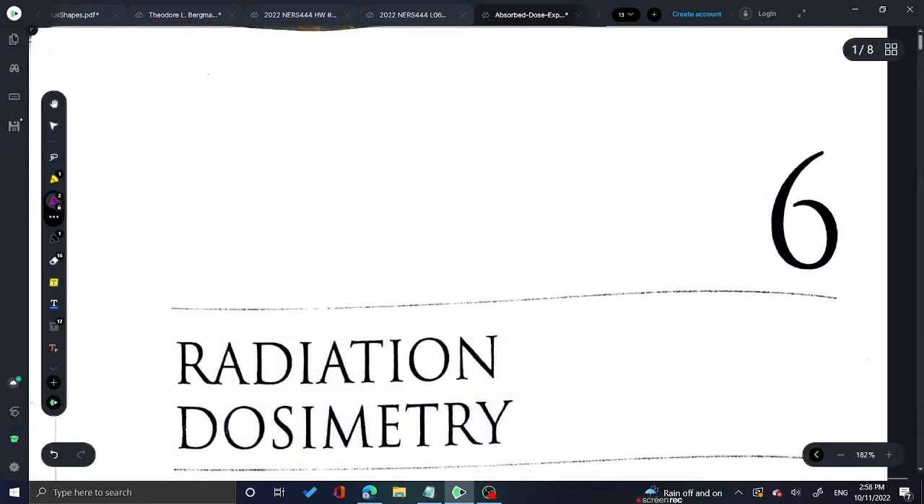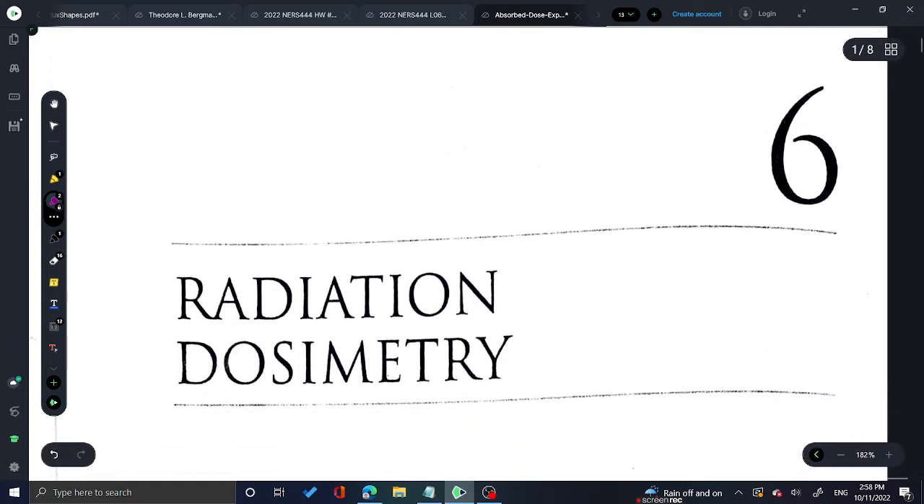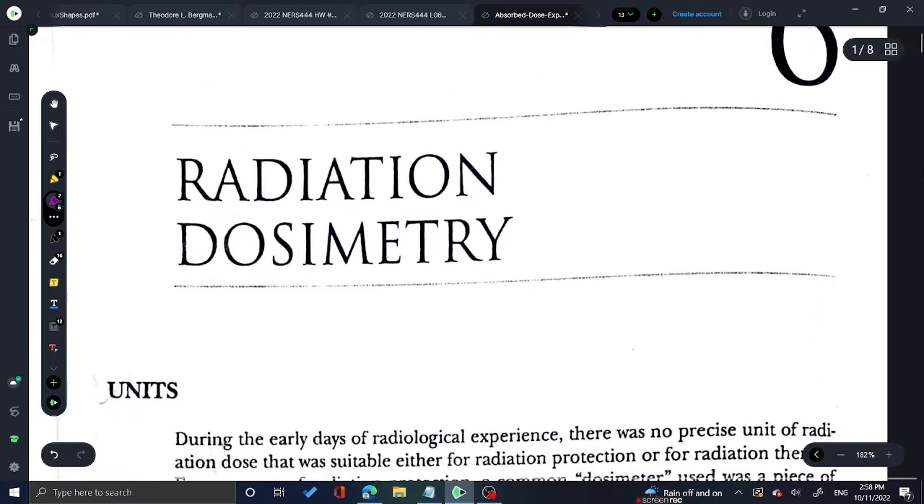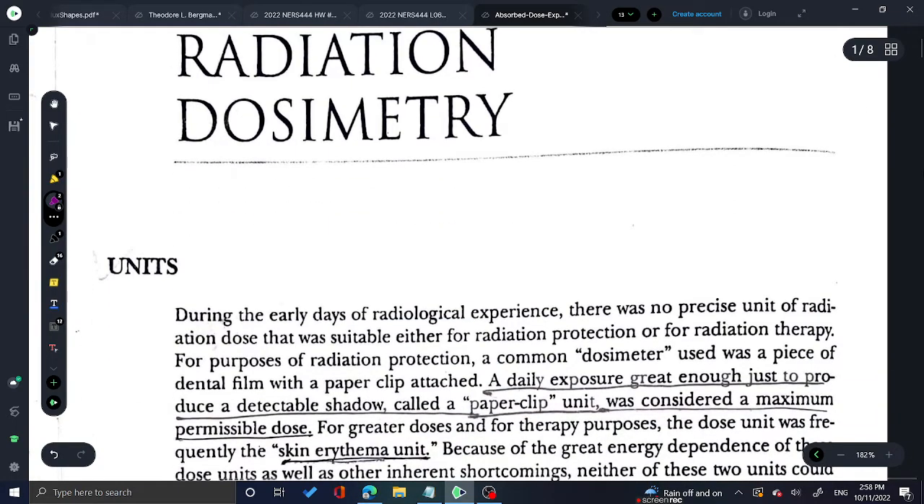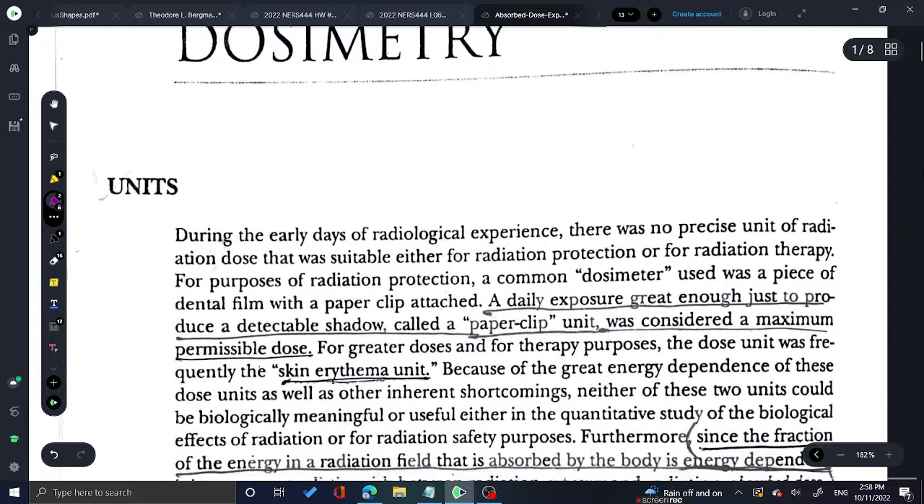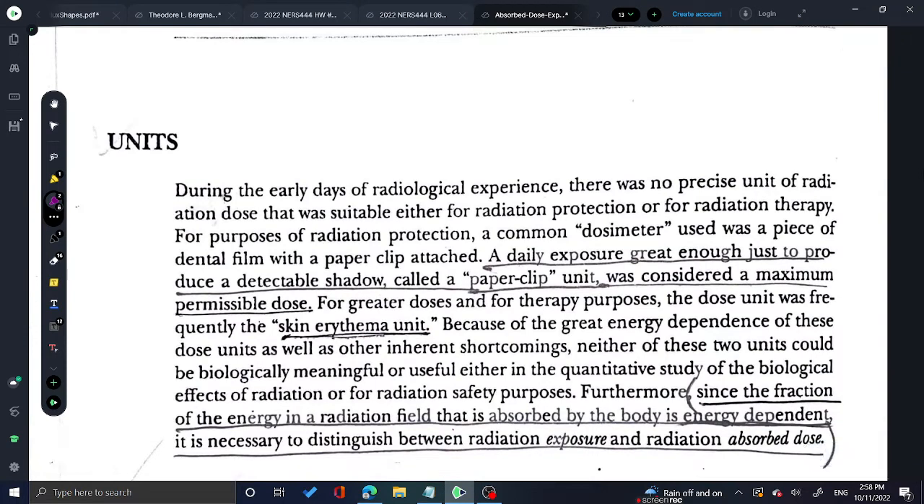So this is the first part of chapter 6 from the health physics book we have been studying. This chapter is called radiation dosimetry. And here we will see the units we use for exposure, radiation exposure, and for absorbed dose.